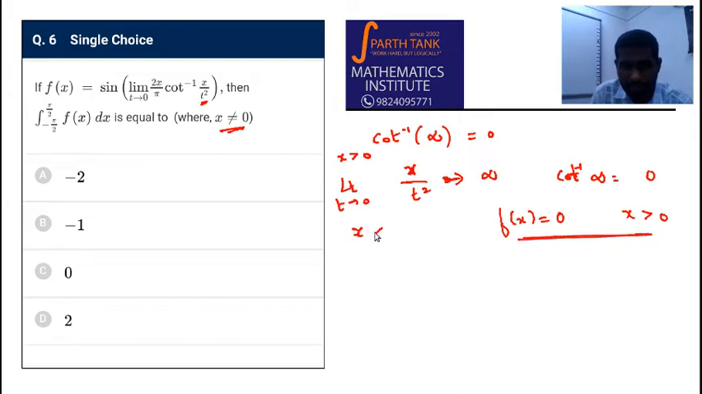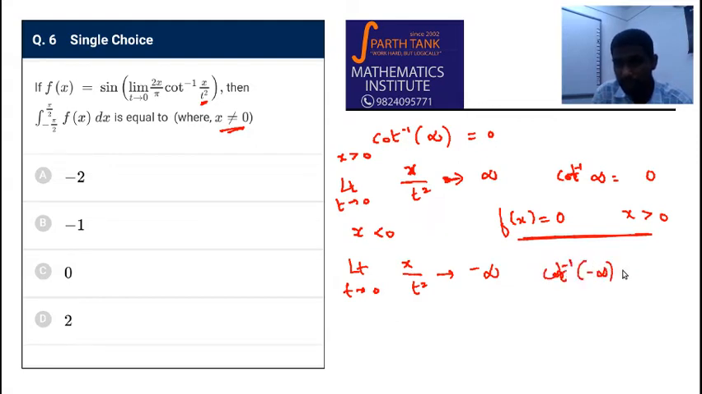If x is less than 0, what happens? Limit t tends to 0, x by t squared will tend to minus infinity. And cot inverse of minus infinity is not 0 but pi. Because you know the domain of cot inverse is 0 to pi. Right? So the negative values will be on the other side, in the second quadrant. So this is pi. Now what does this mean? This means f of x, when x is negative, this whole term is pi.